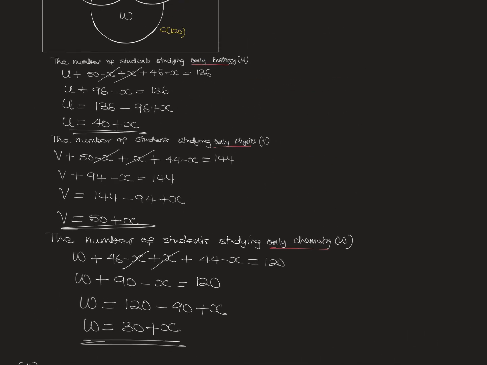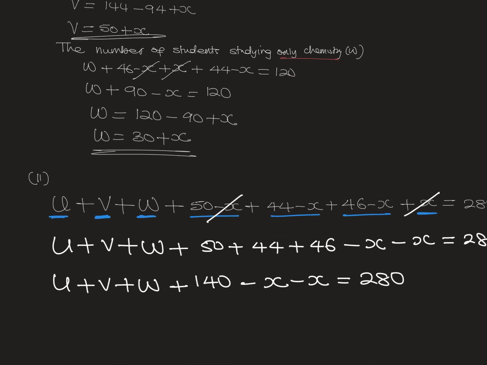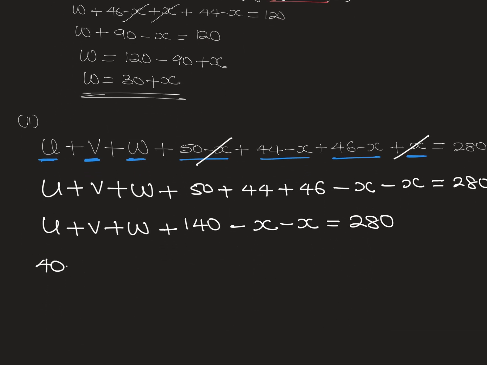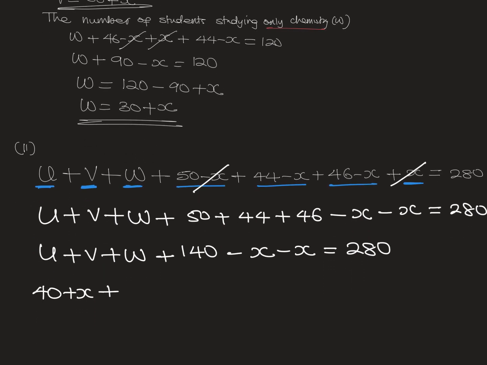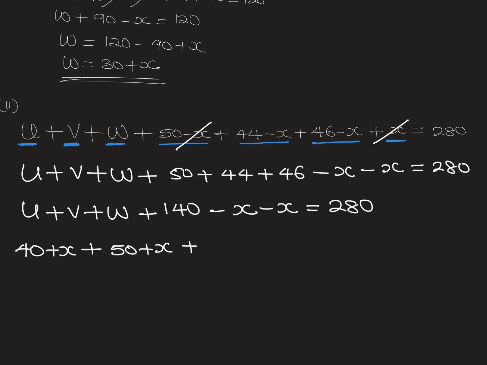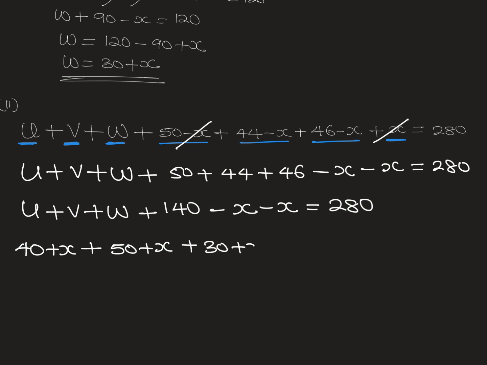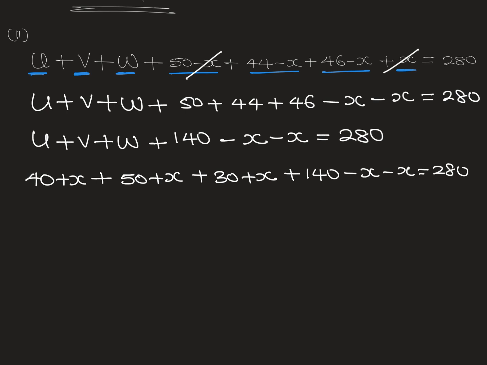What is the value for U is 40 plus x, plus what is the value of V, which is 50 plus x, plus what is the value for W is 30 plus x, then plus 140 minus x is equal to 280. So what are we going to have here?